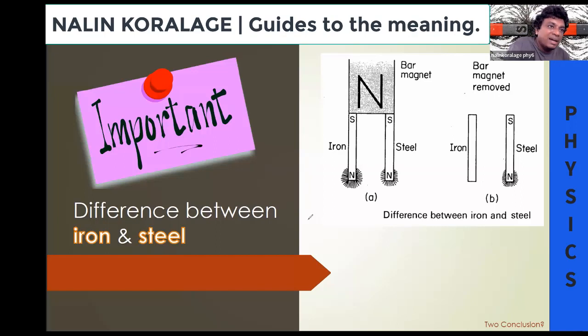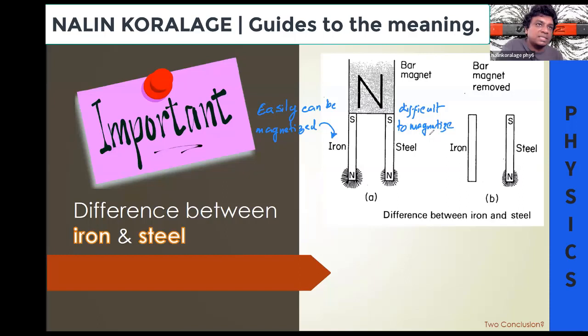So regarding iron, we can say it is easily magnetized. Now when I say easily, it is always relative to steel. That fact should be remembered; bear that in your mind. Always I'm comparing iron and steel, not all materials. Here we are talking specifically about iron and steel. So iron can be easily magnetized, and when it comes to steel, it's a little difficult. It takes time; it is relatively difficult to magnetize. That's the nature of steel.